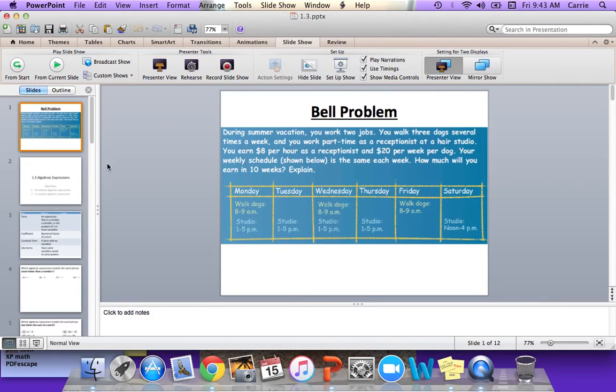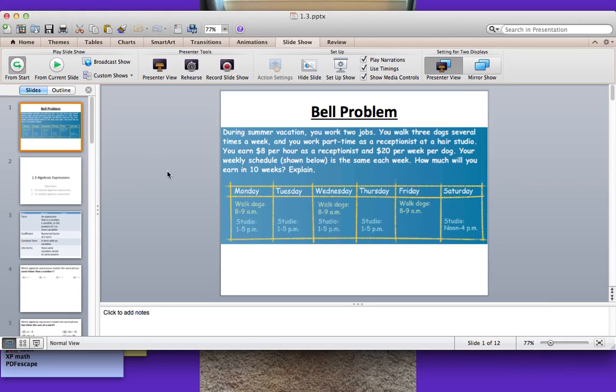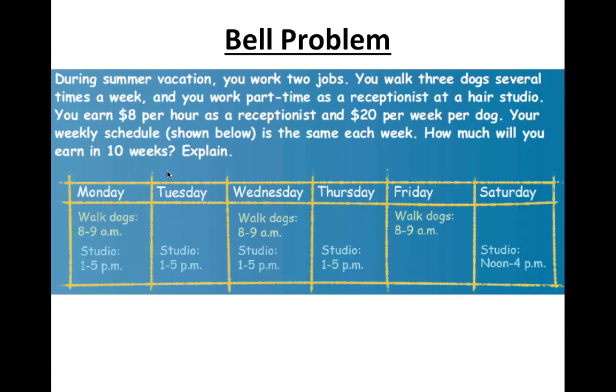Here's the bell problem for 1.3. You're going to talk about a job that you worked during summer vacation, and it is two jobs. You're walking dogs and you're working at a hair studio. You walk 3 dogs several times a week, and you also work part-time as a receptionist at a hair studio. You earn $8 per hour as a receptionist and $20 per week per dog.